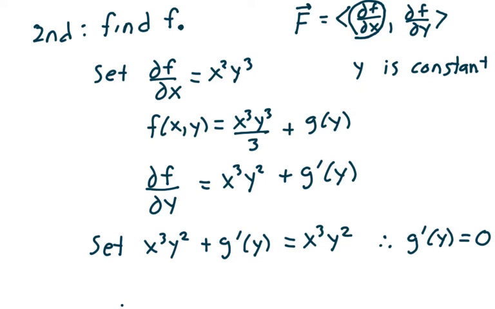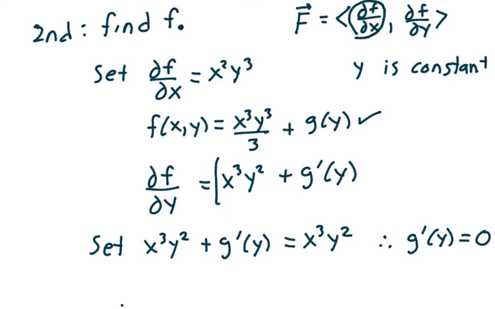I set the partial of f with respect to x equal to the first component. Y is constant, and so I'm going to integrate both sides essentially with respect to x and get f of xy is x cubed y cubed over 3 plus g of y. Okay, that's going to encapsulate all the constants. Now, I'm going to differentiate both sides with respect to y, and that's a partial because it's a function of two variables. And so when I do that, I get x cubed y squared plus g prime of y equal the partial of f with respect to y.